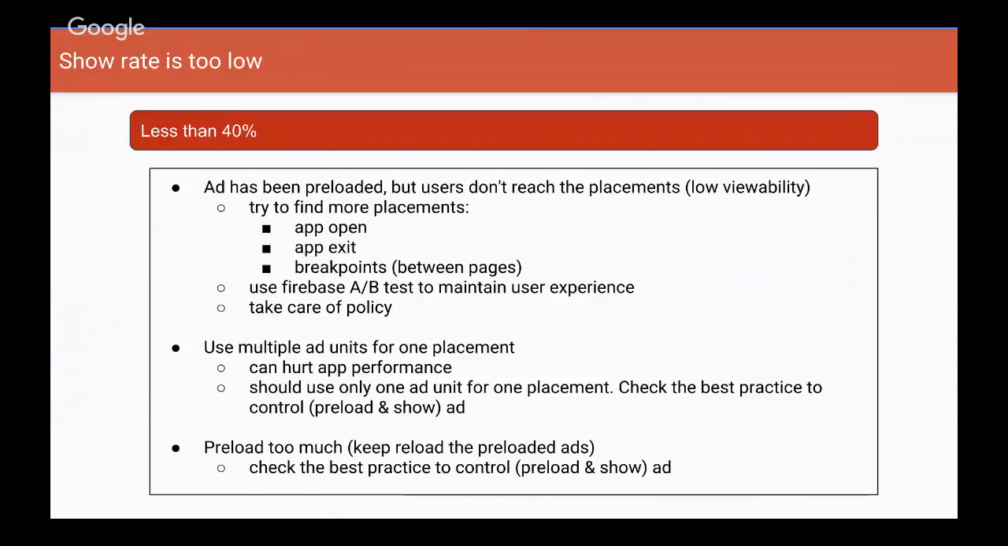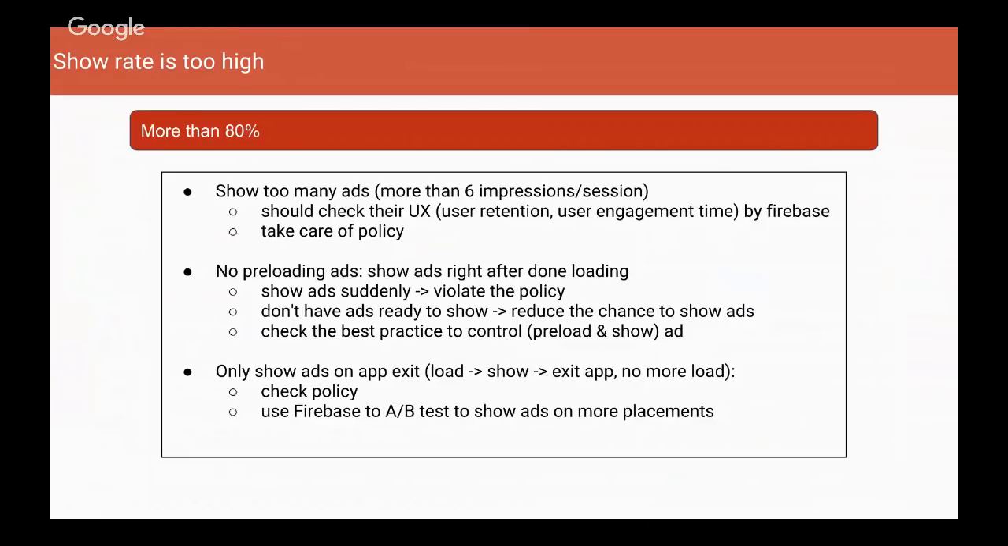Let's say when the app opens, when the app exits, or find more breakpoints between pages in the app to show the interstitial. And in the next session, I will show you how to use Firebase A/B testing to find more placements to show the interstitial, while still maintaining your user experience. And also, if you want to show more interstitials, just make sure you take care of the policies. Show more, but keep the policy safe.